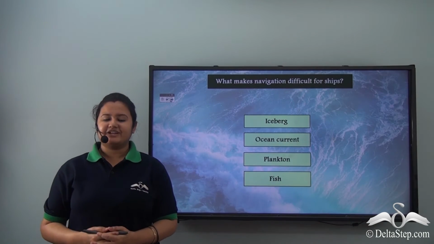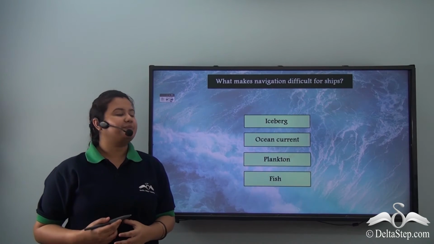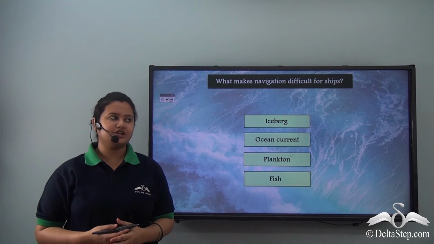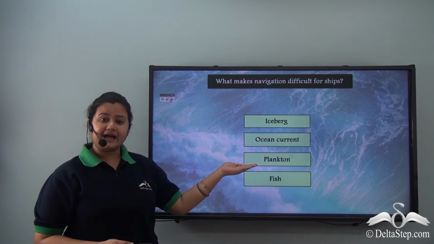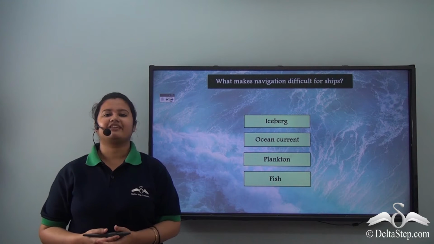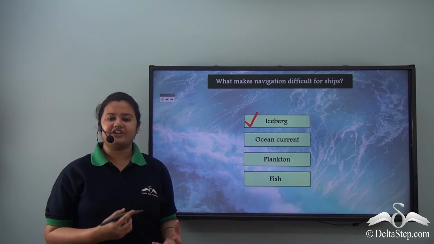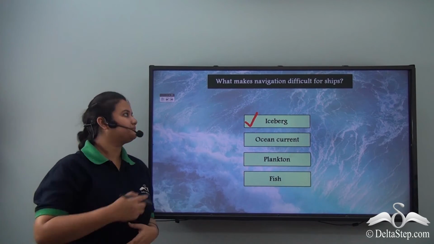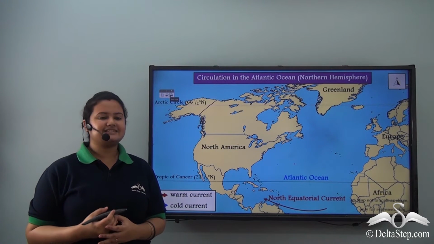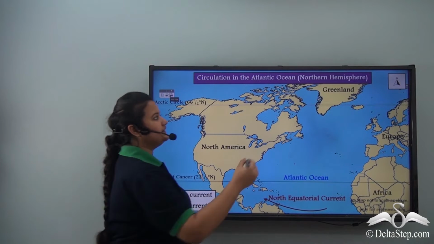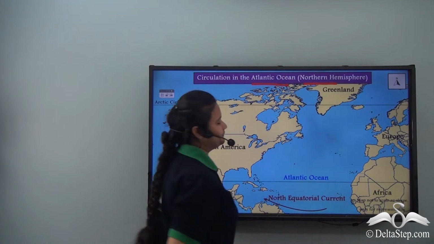So before we proceed with our lesson, can you help me to answer this question? What makes navigation difficult for ships? Is it the iceberg, an ocean current, plankton, or fish? Well, we just learned that icebergs make navigation difficult for ships. Now we will study the complete circulation of ocean currents in the northern hemisphere of the Atlantic Ocean.